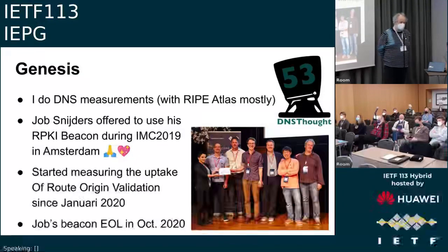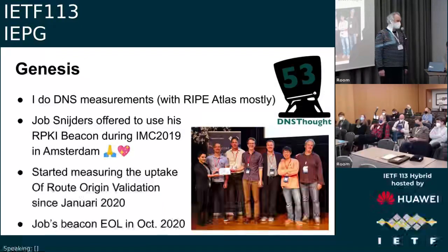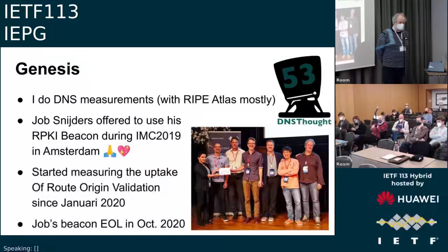And we learned at this conference that there was a person called Job Snijders who had the RPKI beacon. We spoke to him and asked him if he could use his beacon to do this kind of measurement. And Job allowed that. Thank you, Job, for that. That was really great. And we started to measure the uptake of route origin validation of DNS resolvers in 2020. But unfortunately, the beacon didn't stay for a very long time. It stayed for almost 2 years, but we had to look for another beacon. So that's the reason for this effort.